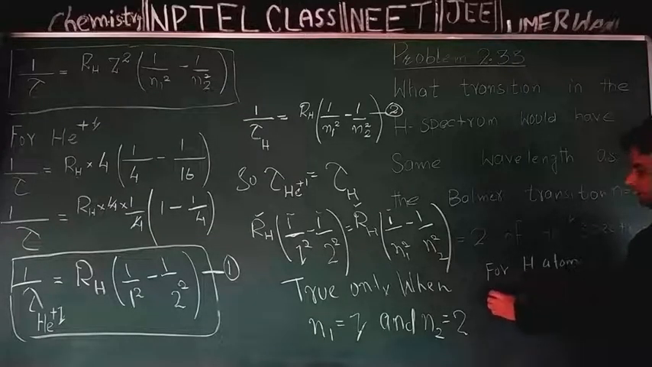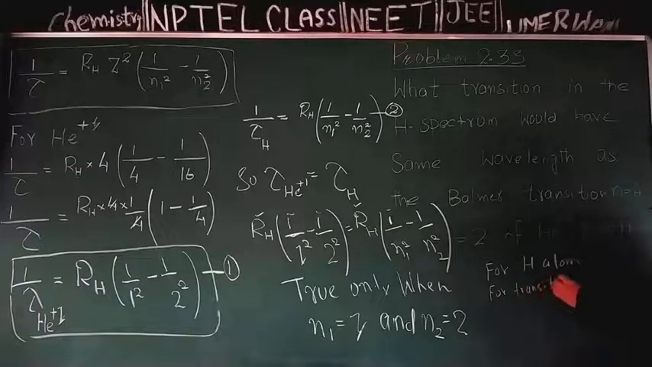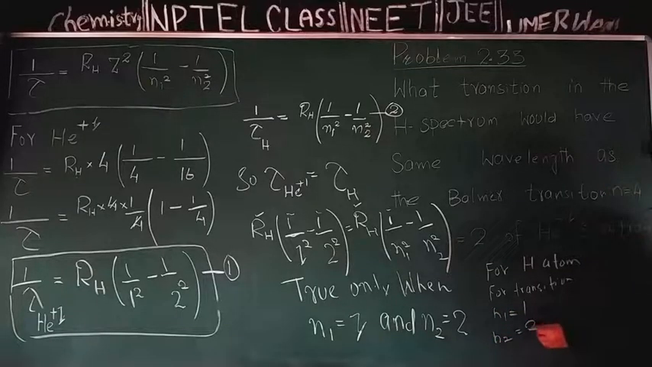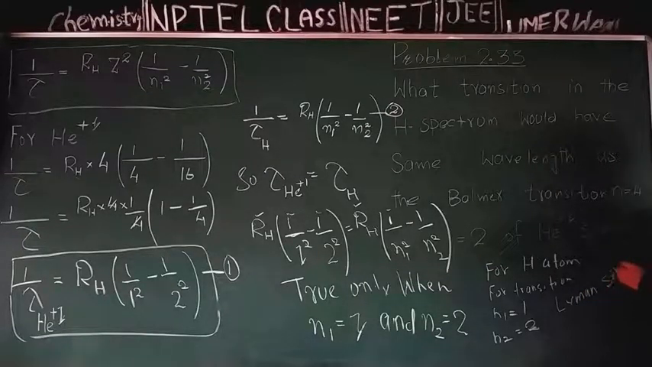For hydrogen atom, for transition, if lower energy level is 1 and higher energy level is 2, from N1 equal to 1 it is clear that the line will lie in Lyman series, and in fact it will represent the first line of Lyman series.